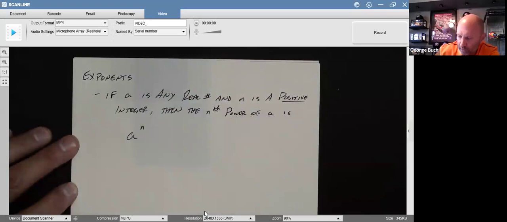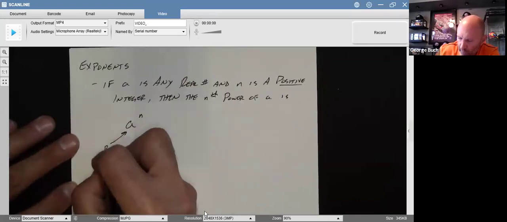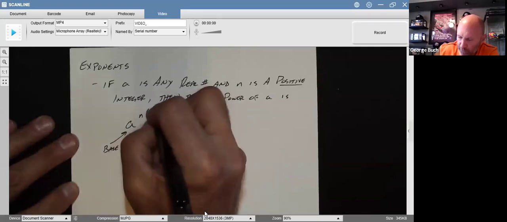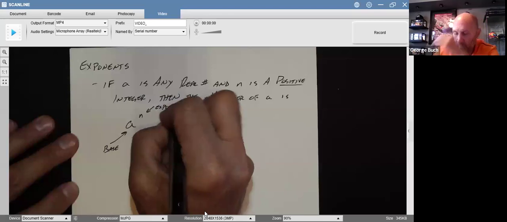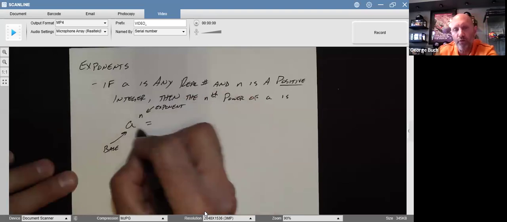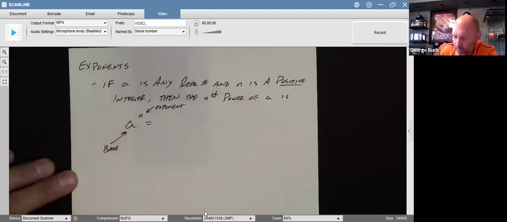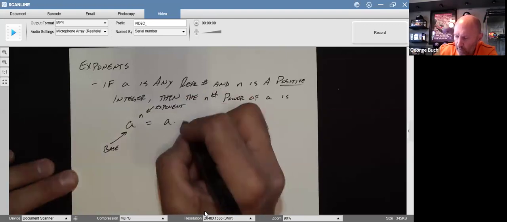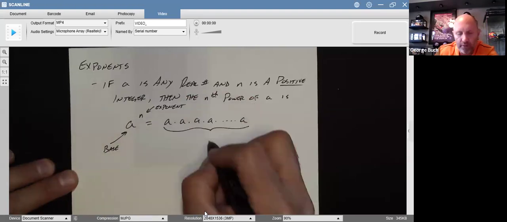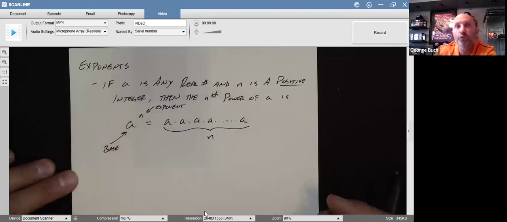So we have this notation, and in this notation, the A is called the base, and the n is the exponent. And what this means is just A multiplied by itself over and over n times. So A times A times A times A, etc., and I would have n of these. So if I had 2 to the third power, that would be 2 times 2 times 2. So it's not 2 times 3, it's 2 multiplied out 3 times.